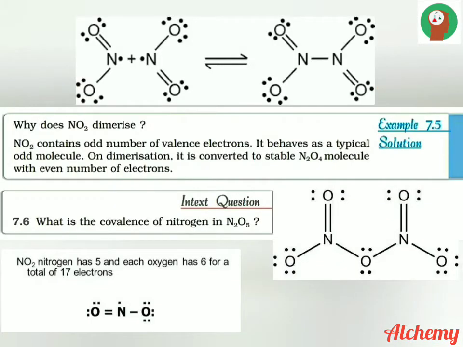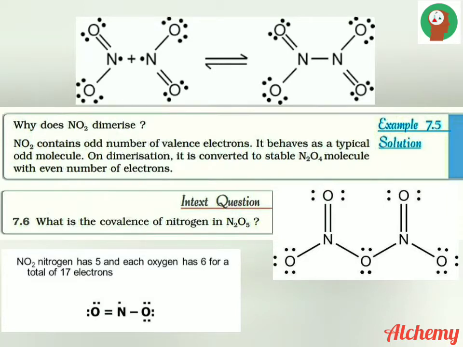First question, why does NO2 dimerize? Dimerization is the process in which two similar molecules combine to form a more stable product. NO2 contains an odd number of valence electrons. In NO2, nitrogen has 5 and each oxygen has 6, so in total 17 electrons. Hence it behaves as a typical odd-electron molecule. On dimerization, it is converted to a stable N2O4 molecule with an even number of electrons, that is 34.